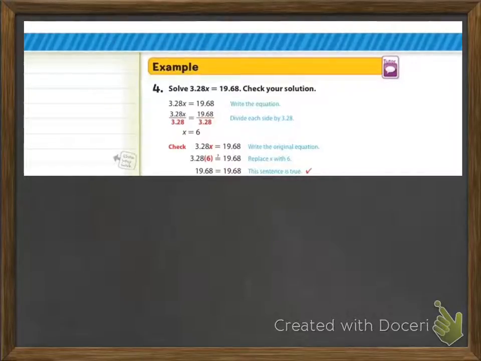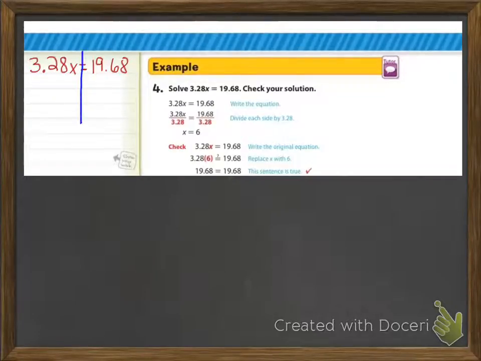Now, the thing with this problem is it gives us a decimal divided by a decimal. No big deal. We've done this before, so please don't get scared away and think you don't know what to do just because you've got a decimal with these numbers. So over here in our work zone, let's go ahead and copy this down. 3.28x equals 19.68. So just like before, separate your two sides.